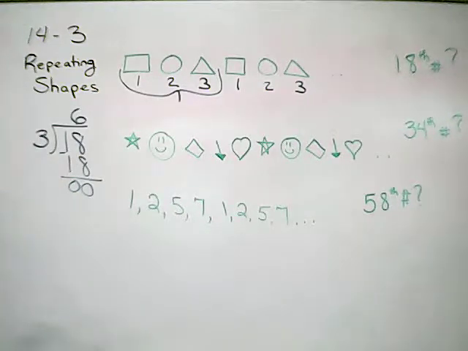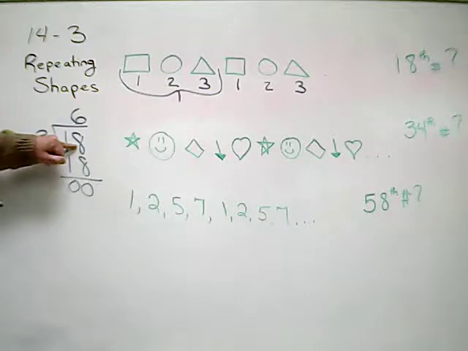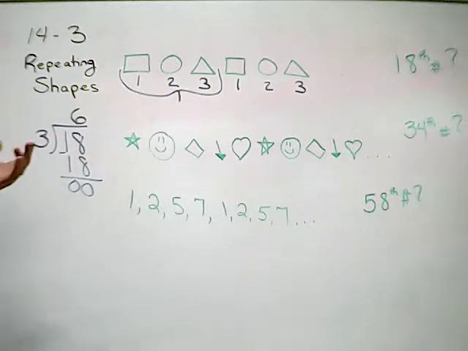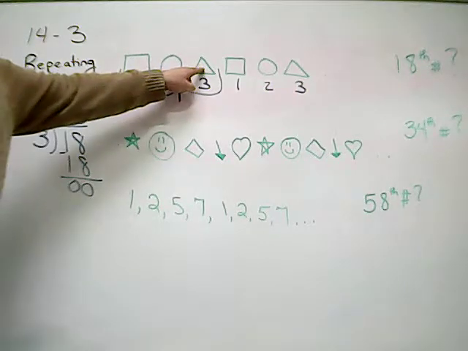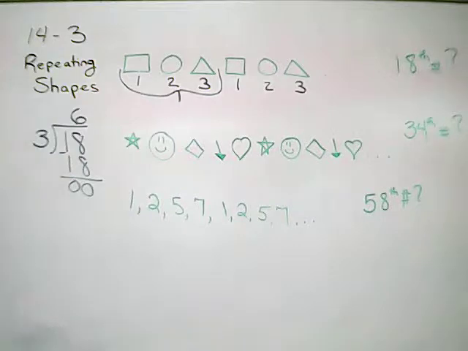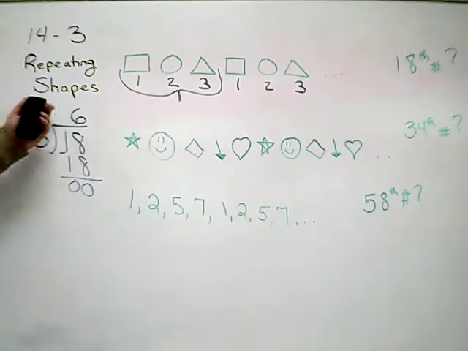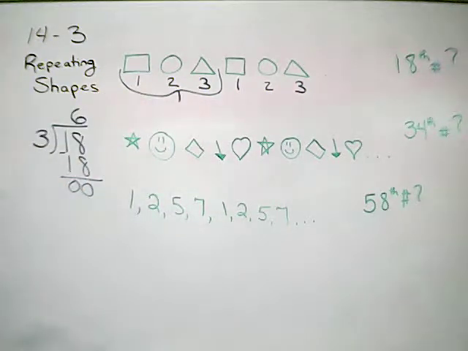So let's interpret this quotient. What does this tell me? What this tells me is I can do 6 full patterns, and that will get me to the 18th number. So in this case, that means if I do 6 full patterns, the last shape I'm going to write is going to be a triangle. That one was pretty simple because it went in evenly, and every time it goes in evenly, it's always going to be the last shape in your pattern.